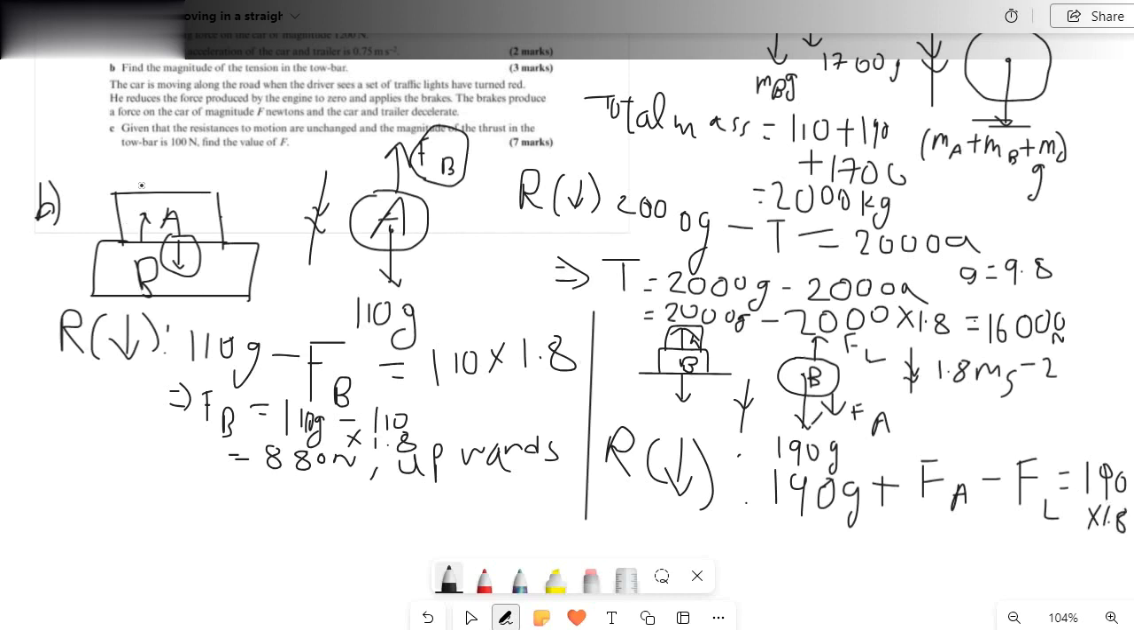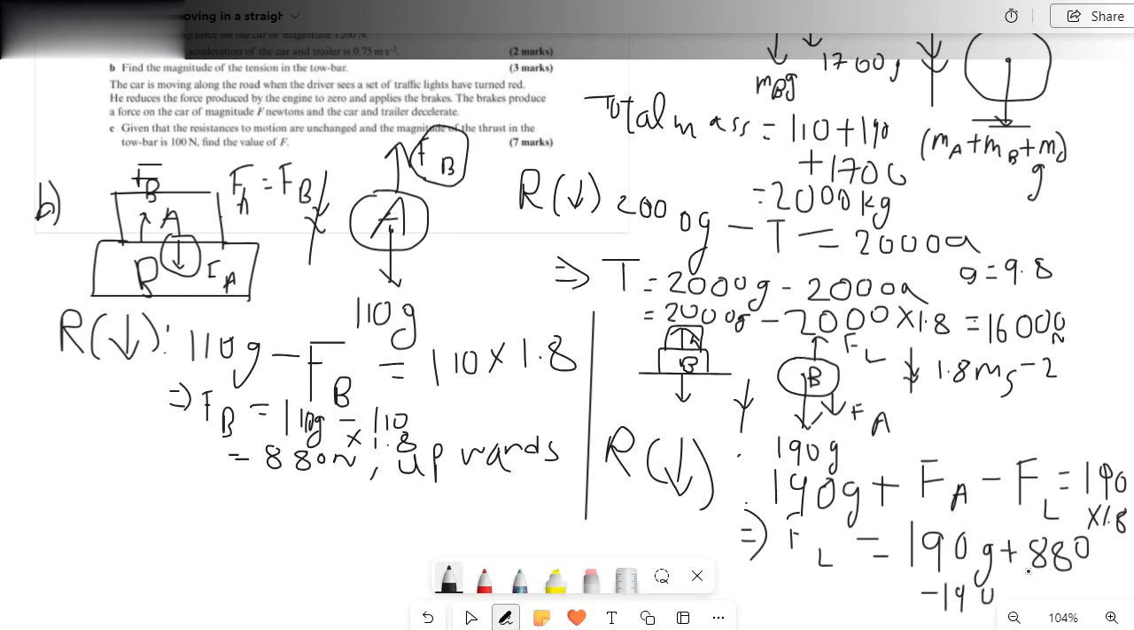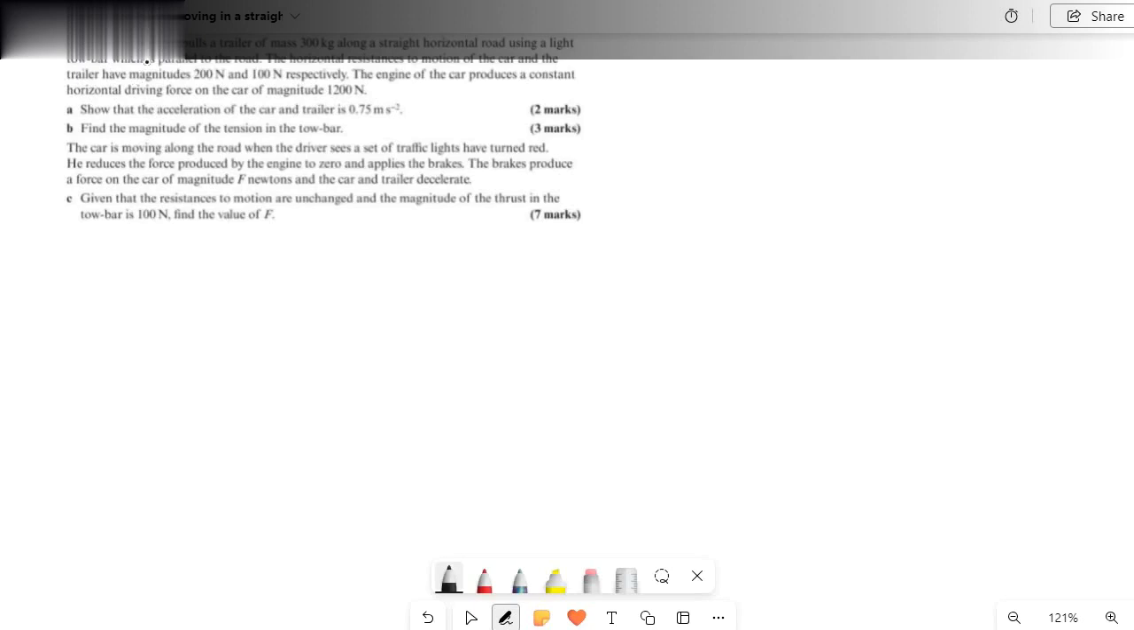From the previous diagram, we have seen that because A exerts a force on B, B also exerts an equal and opposite force on A. Therefore, if this is Fb, this is Fa, and Fa, the force by A, equals the force by B. So the force of the lift equals 190 g plus Fa, which is also Fb, which is 880, minus 190 multiplied with 1.8, and so our final answer is 2400 newtons.